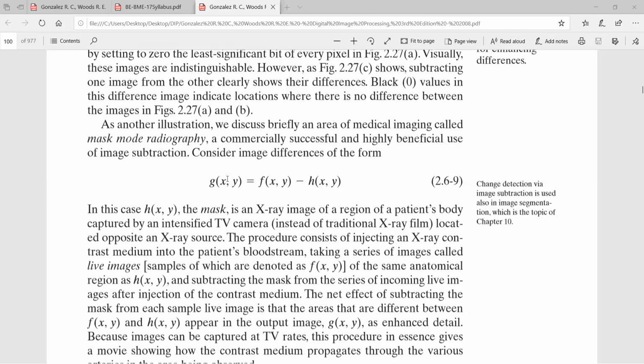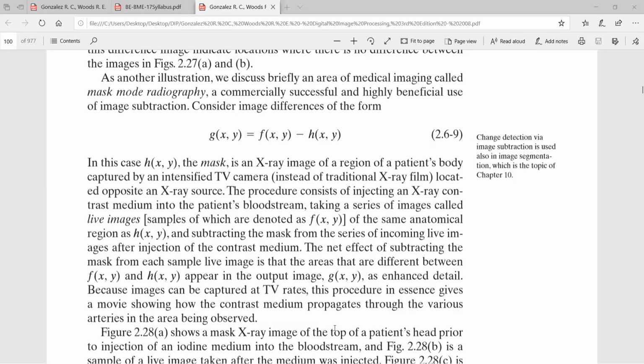And if you see this at TV rates, 30 frames per second, you will feel the effect of the contrast medium moving through the body. I'll show you an example of that. The net effect of subtracting the mask from each sample is that the areas that are different between f of x,y and h of x,y start appearing in the output image as shown.